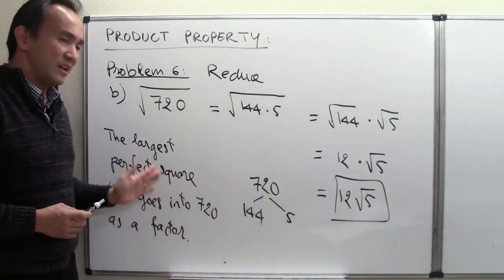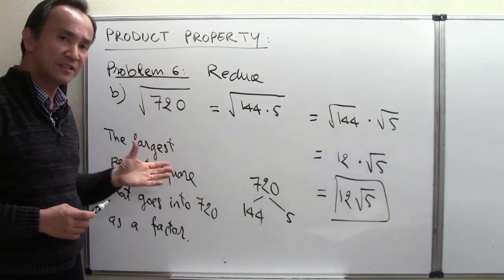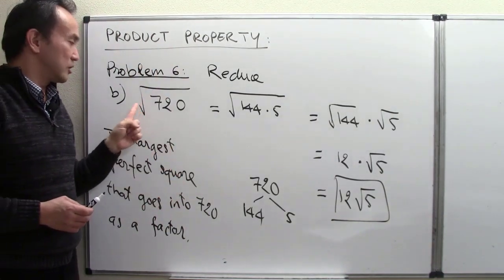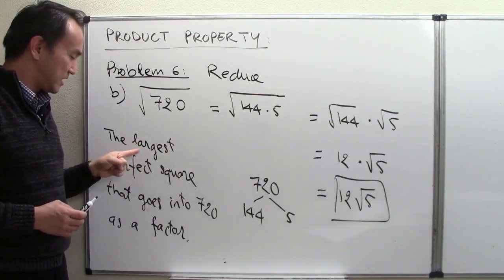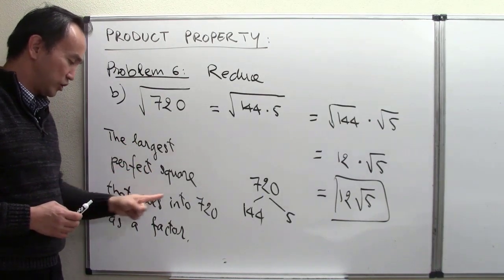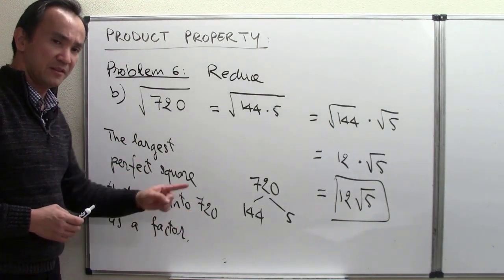All right, so we have now learned a solid method for how we can use the product property to effectively reduce the square root of a large number. What we're mainly looking for is the largest perfect square that goes into 720, or into the number in general, as a factor.